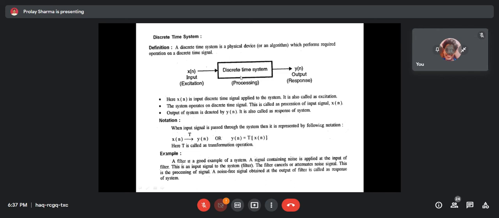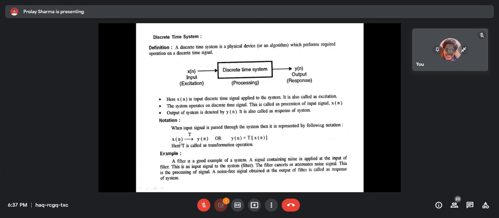Actually, we are discussing digital signal processing. The name of the system will be discrete time system. It will take the input signal, process it, and produce the output signal. The input signal is also called excitation. The output signal is also called the response of the system, and the operation of the system is called processing. So the system processes the input signal to produce a response. This way we can also define it.